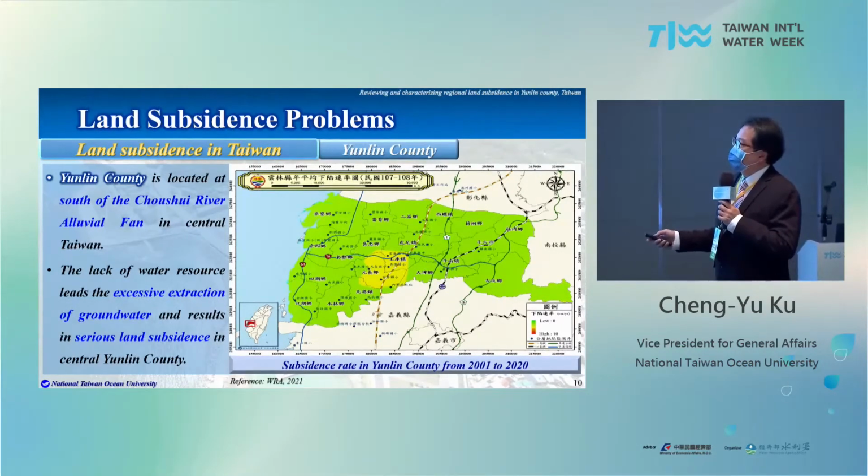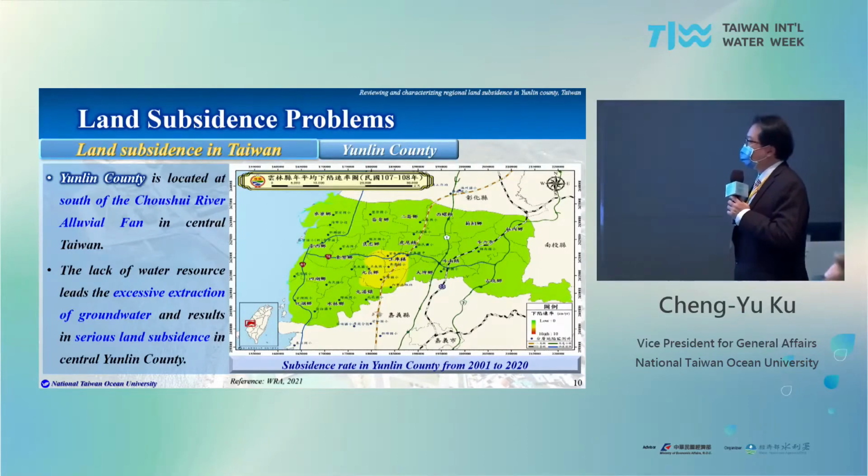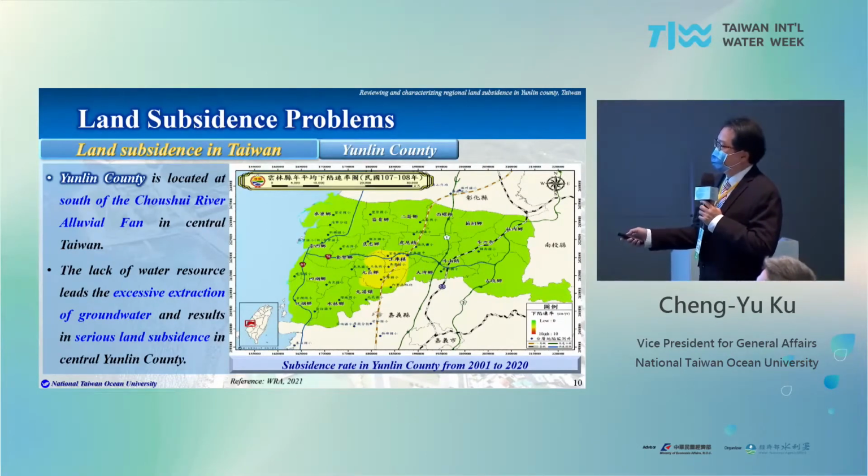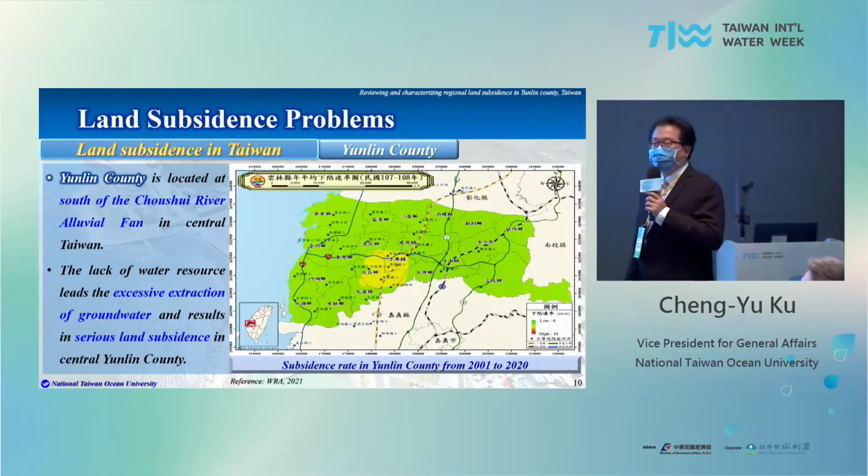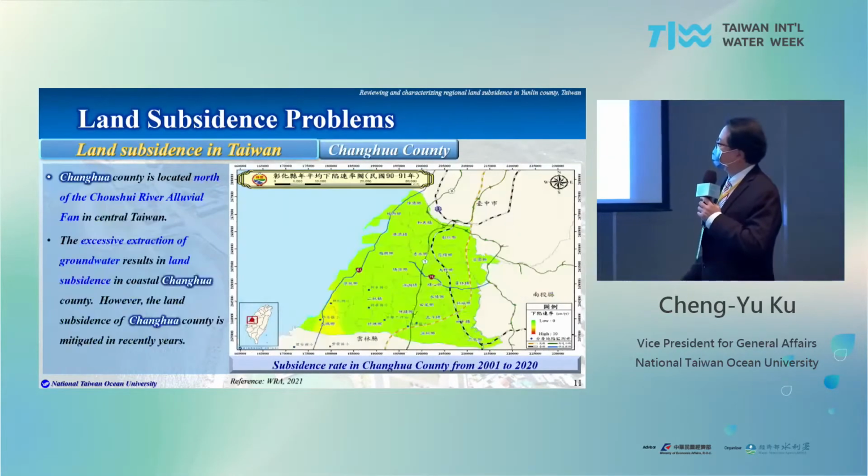So Yunlin County is located in the center of the Zhuoshui River alluvial fan. The lack of water resources, especially surface water resources, leads to the overuse of groundwater and results in serious land subsidence in central Taiwan. From here we can see, right now in the Tuku area, we have the most serious land subsidence rate.